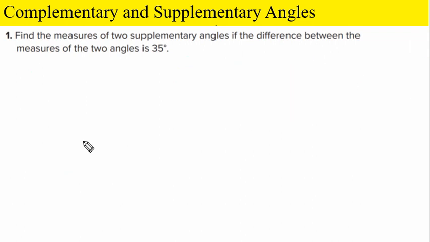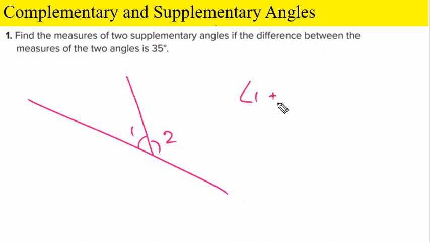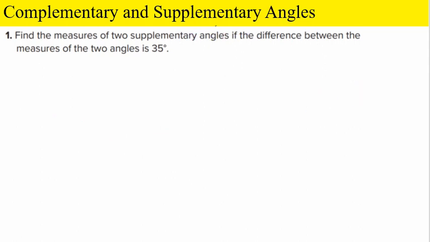Now what about supplementary? Supplementary is the sum of two angles should be 180 degrees. That is your supplementary angle. Now let's discuss this question. Find the measure of two supplementary angles if the difference, means minus, between the measure of two angles is 35.